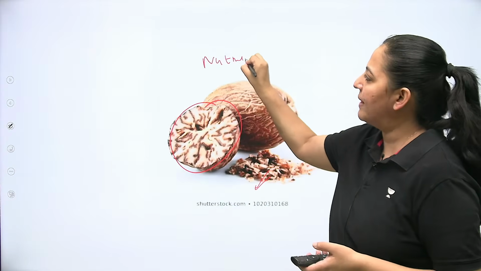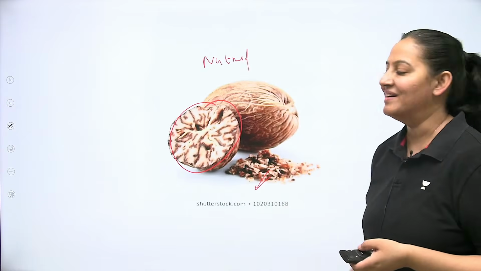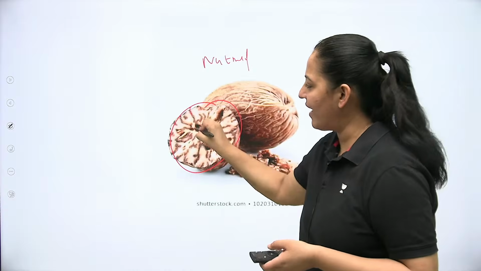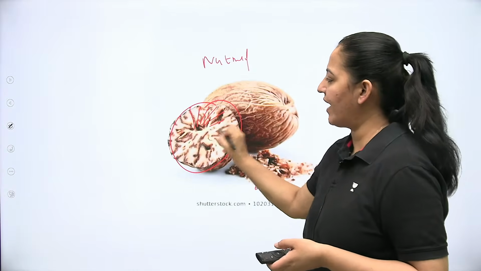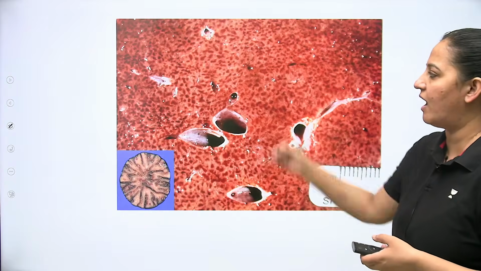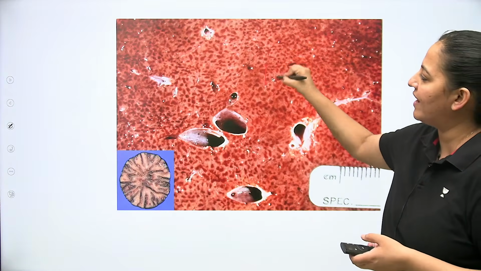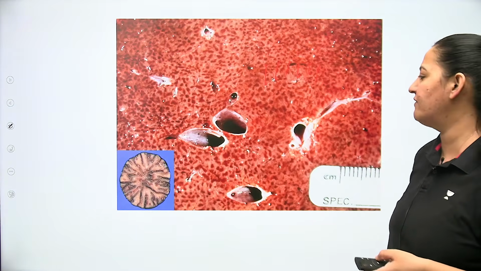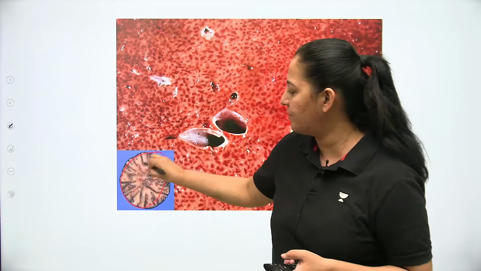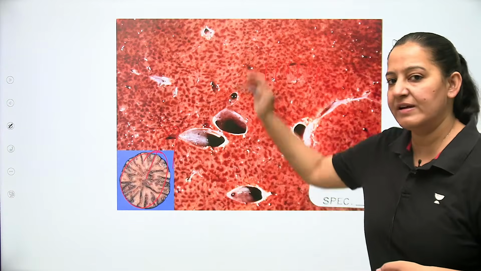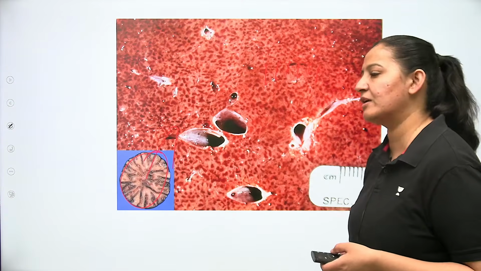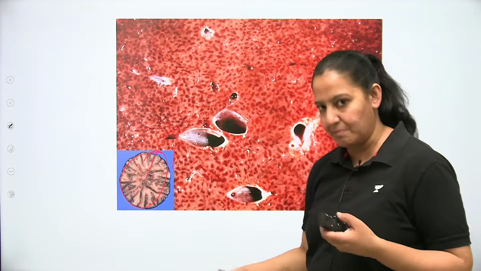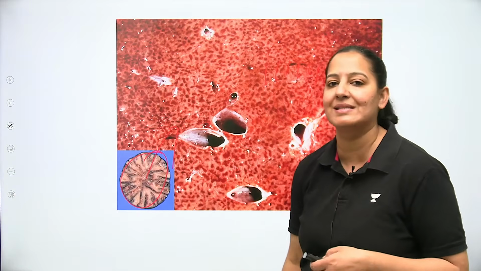By the way, why is the liver known as nutmeg? Here, can you see alternate red, yellow, red, yellow bands? The liver also has alternate red, yellow, red, yellow. That's why the liver is known as nutmeg. Compare this nutmeg with the liver. The liver is looking like nutmeg. I will tell you the reason of the red and the yellow in microscopy. First, understand why it is known as nutmeg.